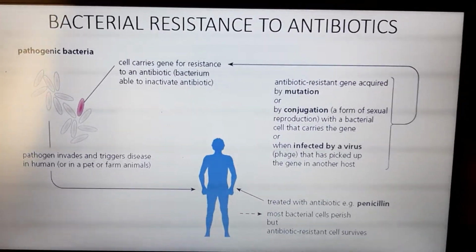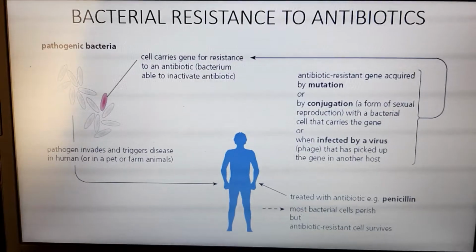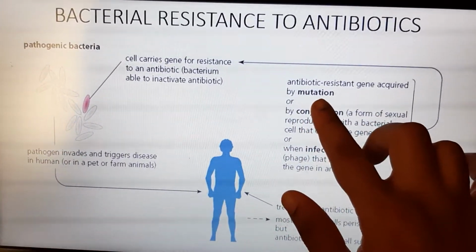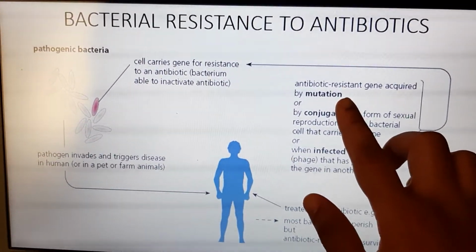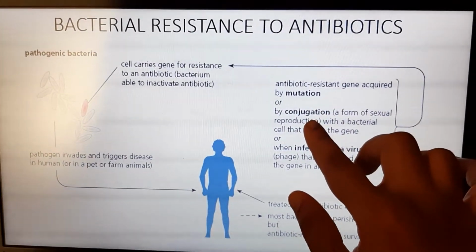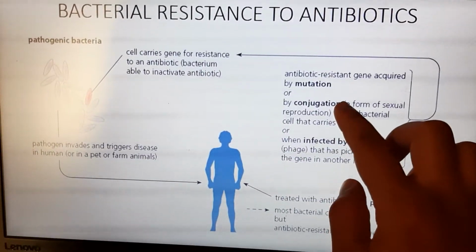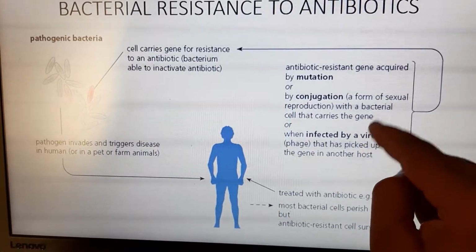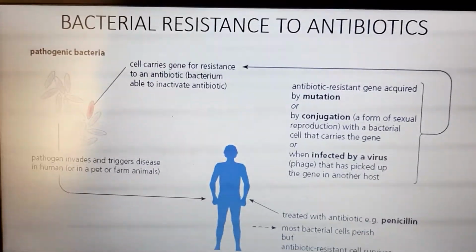Then, bacterial resistance to antibiotics. Some bacteria are resistant to the antibiotics that we take. This is due to three reasons. One is due to mutation, some change in the gene. The gene becomes antibiotic resistant. Or a bacterium can conjugate with another bacterial cell that carries a resistant gene. Or bacteria can get infected by a virus that carries the resistance gene. So these three ways are the ways in which a bacterium can become resistant to antibiotics.